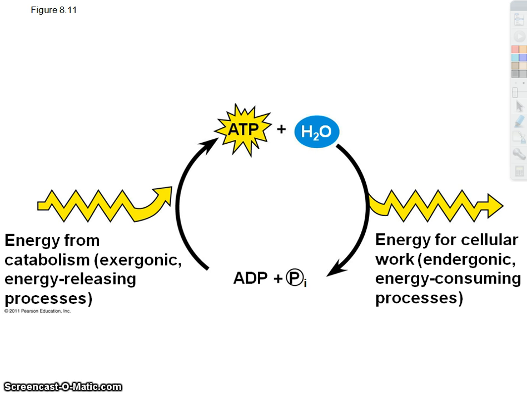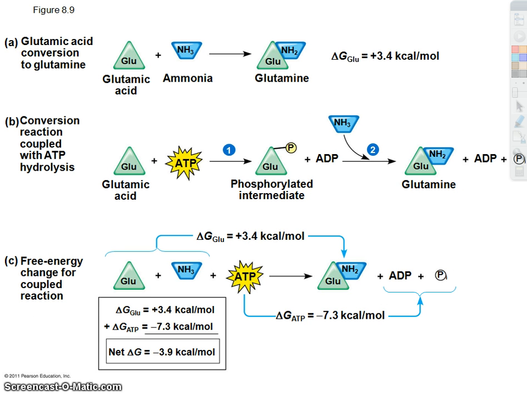Here's just a little diagram showing the same thing. Energy being released by some reactions builds up ATP. Then the ATP breaks down and passes its energy along, and it just continually gets built up and broken down as it carries the energy back and forth.